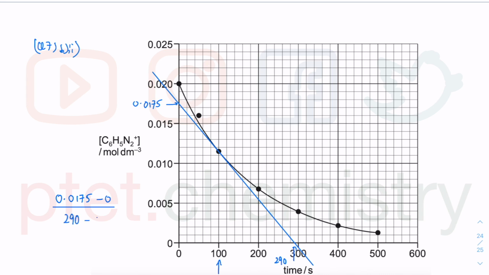So 290 minus 0. This is seconds at the bottom. On top is mole per dm cubed. So altogether, what you get is 0.0175 divided by 290. These are given to two significant figures, so it's wise if I give my final answer to two significant figures, 6.0 times 10 to the power minus 5. Don't forget the unit, mole per dm cubed per second. This is two significant figures for that 1 mark there.